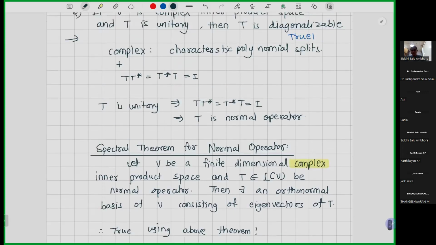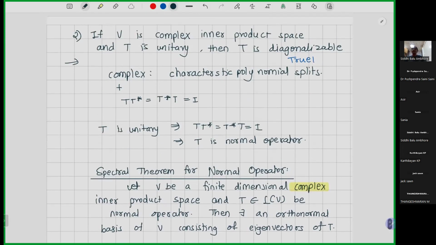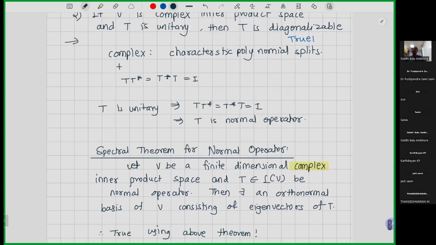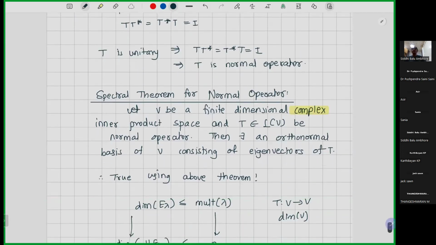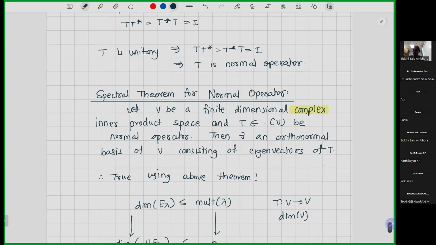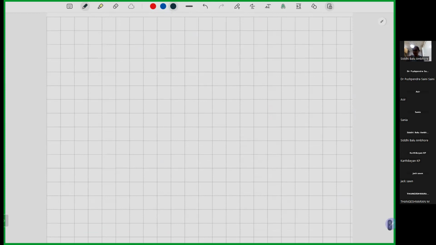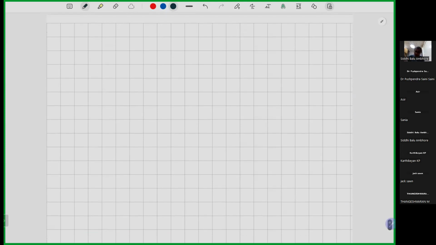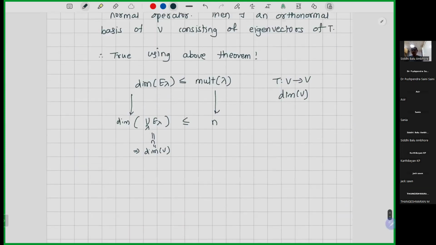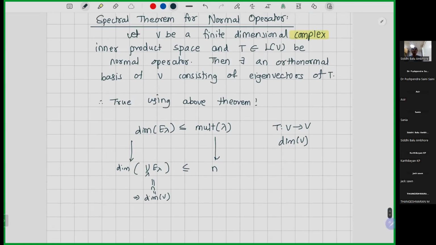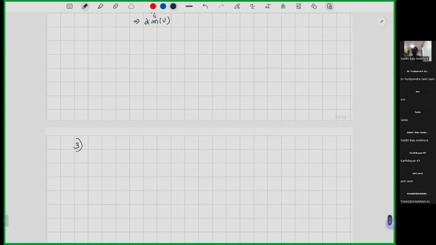Any doubts? It just follows from the properties of diagonalizability and the fact that T is unitary and complex, and the spectral theorem which is there to help us. Still any doubts, please let me know. Otherwise, I will move to the next question. Again, T being complex is important. The spectral theorem is applicable only for complex inner product spaces. It's not true for real inner product spaces.